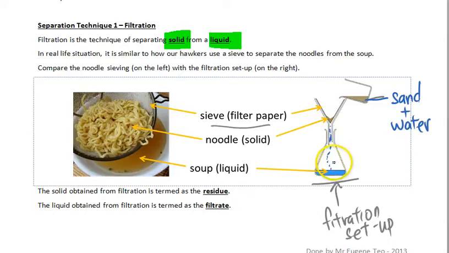So take note, the solid that we obtain from the filtration is known as the residue. So in this case here, your solid is also known as the residue after filtration. And the liquid that we obtain here is also called your filtrate. So these are the keywords that you must remember and use all the time whenever you're doing filtration.